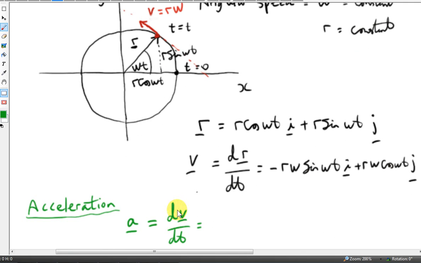Now, in the previous video we saw that the acceleration is given by dv/dt, the derivative of vector v with respect to time. And to do that we just differentiate each component with respect to time. So minus r omega is just a constant. We leave that to one side and we differentiate sine omega t with respect to time. The derivative of sine is cos. And we differentiate omega t to get omega. Let's multiply by i. And here we've the constant r omega, and we differentiate cos to get minus sine, and differentiate omega t to get omega.